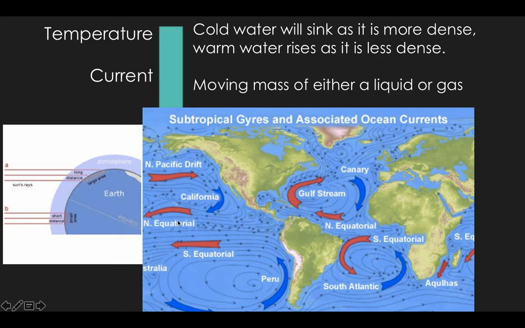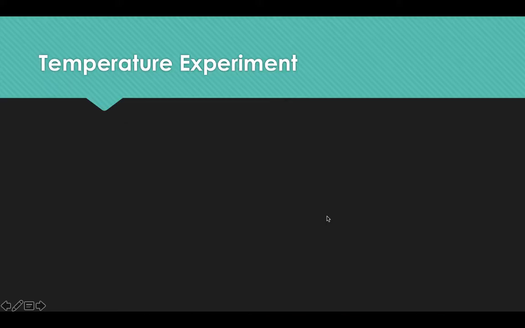Take a look at this image. What do you guys notice? Where is there the most warm water? And where is there more cooler water? Maybe you notice that there's a lot more warmer water originating around the equator. That's because there's more direct sunlight consistently around the equator.